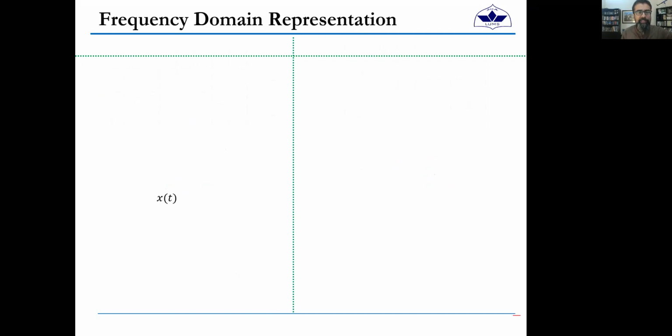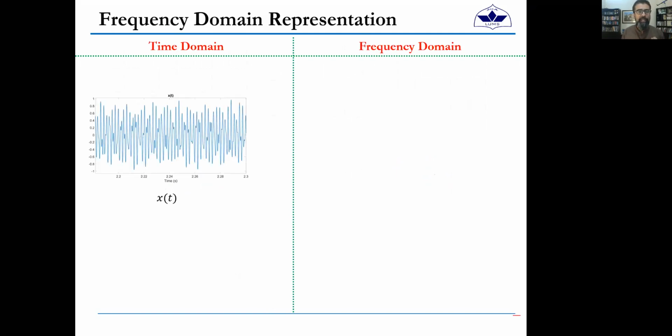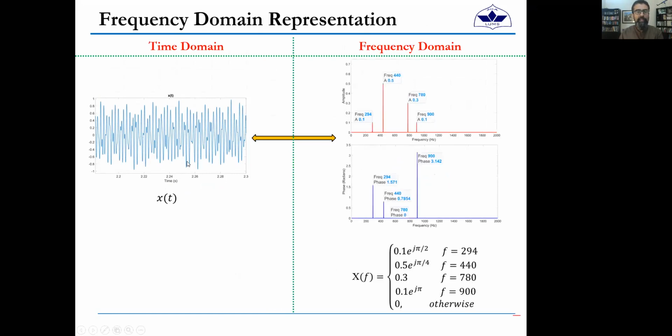Okay, so here's the summary. You have something called the time domain, and you have something called the frequency domain, right? Time domain is a signal, the sinusoid that we saw, any mixture of sinusoids, which is x of t, which we'd say is a time domain signal. Then there's a frequency domain representation of that, which just tells you what this signal is made up of. We say that this signal is made up of sinusoids, and it's actually made up of 4 sinusoids, as you can see here.